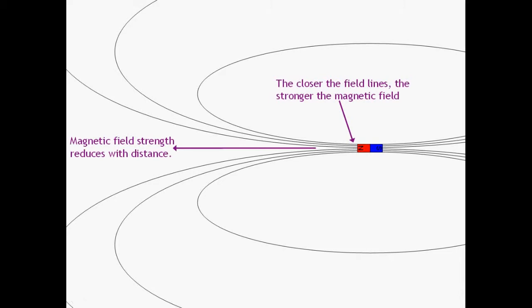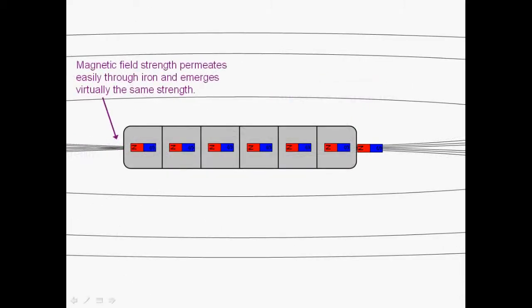But if I put my iron bar there, because all the domains are aligned, effectively the magnetic field exits the iron with virtually the same strength as it entered. And this is why iron is so much better at permeating or conducting magnetism. It's more than 1,000 times better than air, depending upon the type of iron and the structure of the iron core in a transformer.